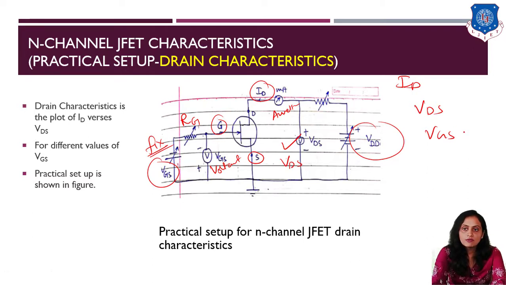We will keep this VGS constant, and we will keep on increasing this battery voltage. So we can say VDS is increasing, and with increase in the VDS, whatever value of the drain current we are getting, that we are going to plot. So this is the practical setup for plotting the drain characteristic of N-channel JFET.